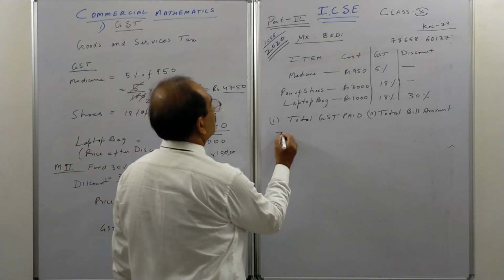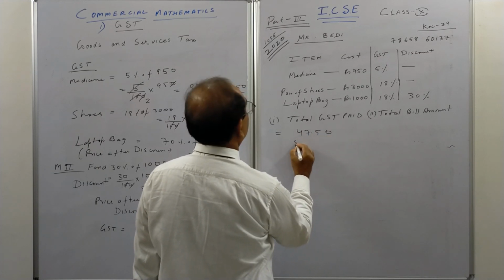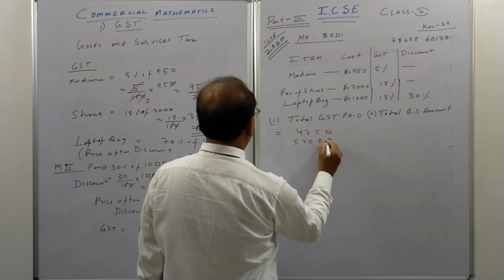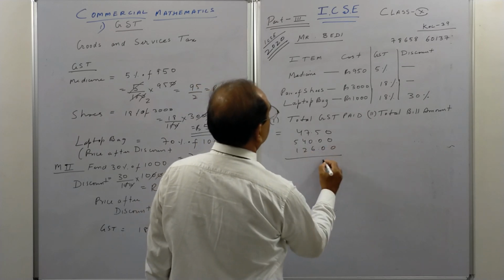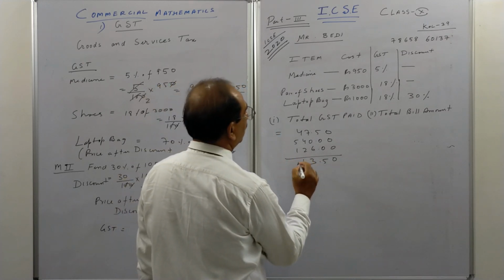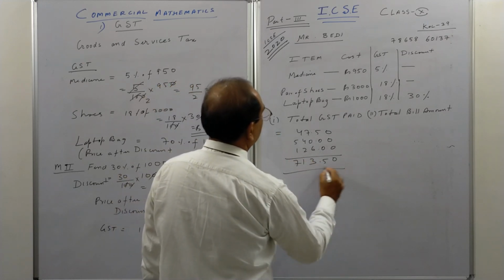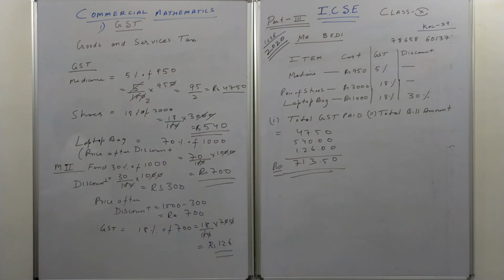So total GST paid is, children, 47.50 plus 540 plus 126, which is 713 rupees and 50 paise.